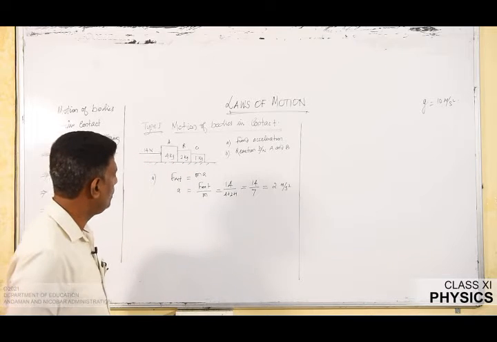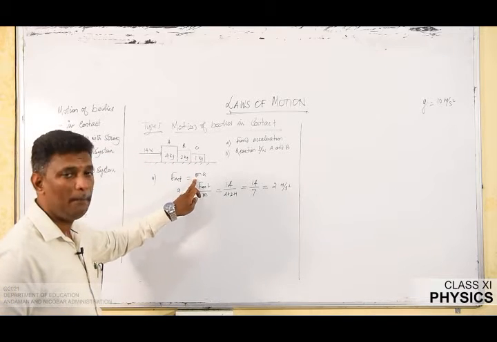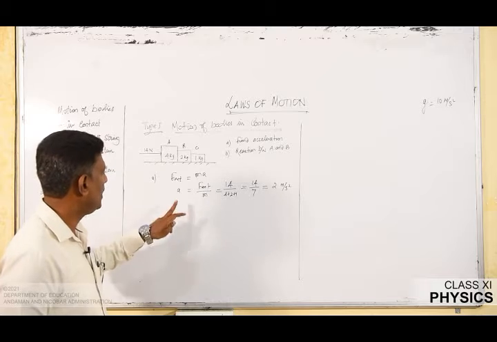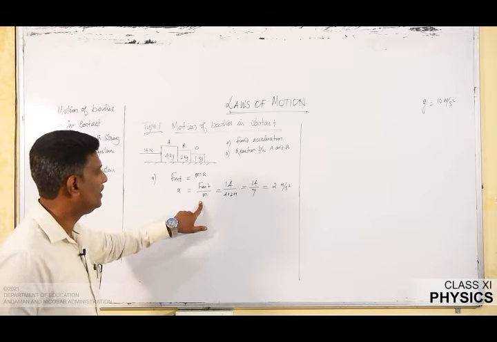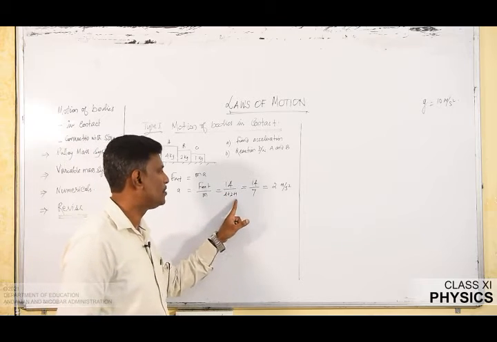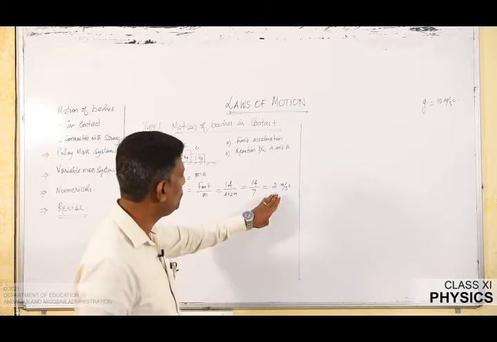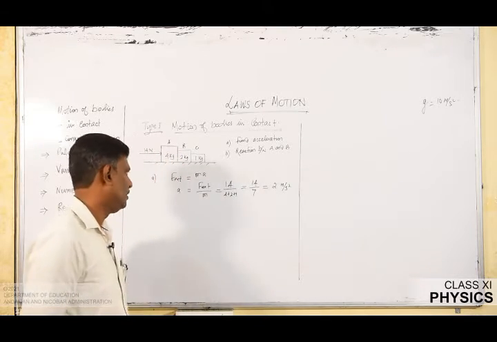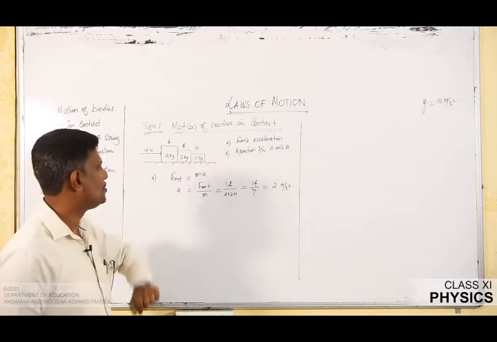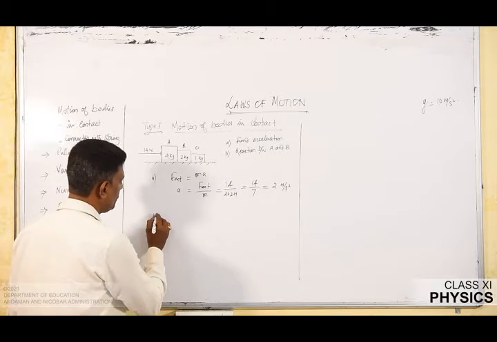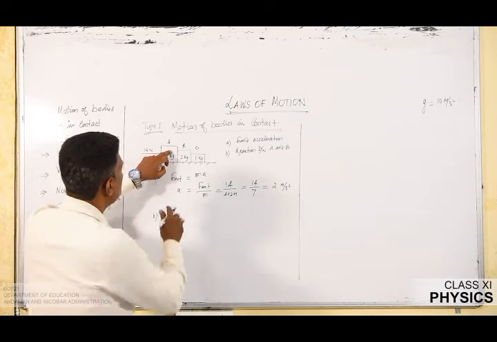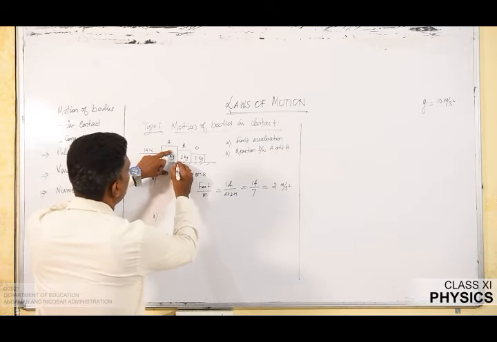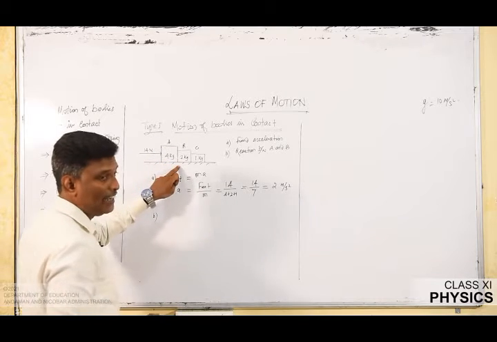So using the formula external force is equal to MA, mass into acceleration, acceleration is equal to F external by total mass, that is 14 by 4 plus 2 plus 1, that is 14 by 7, that is equal to 2 meter per second square. We have calculated acceleration. Second is reaction between A and B. This means here we have to find the normal reaction.